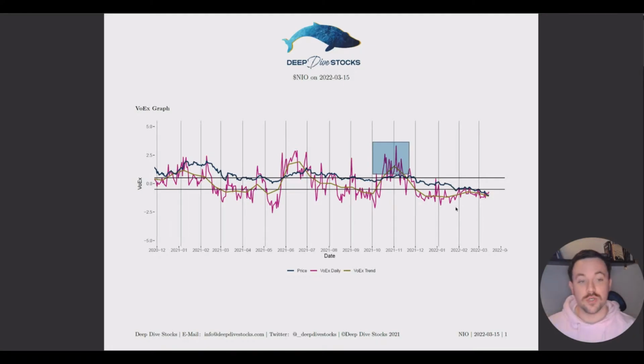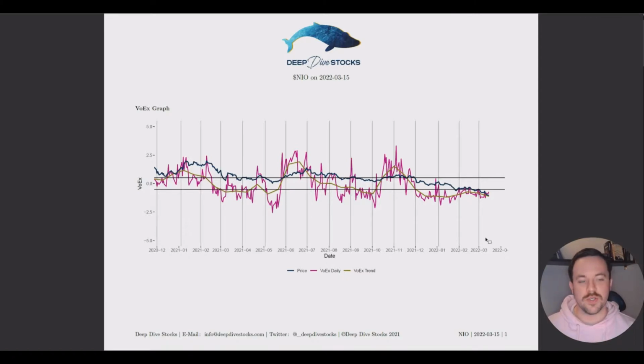Conversely, when VoEx goes inside of the propagation zone, or below the bottom horizontal line, whichever price action provoked that VoEx behavior is typically the price action that will be propagated along. For instance, we see that most recently here with NIO, when VoEx-trend dropped below the propagation line in December of 2021. Since then, the stock has lost 60% of its value. So that's pretty characteristic of a stock's price when VoEx drops below the propagation zone.